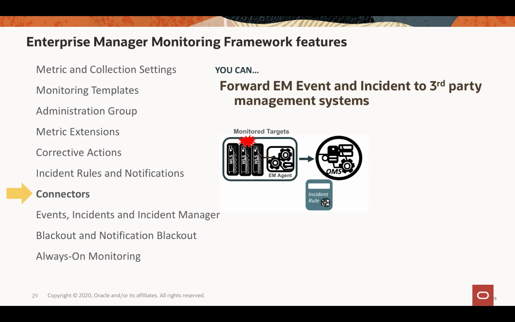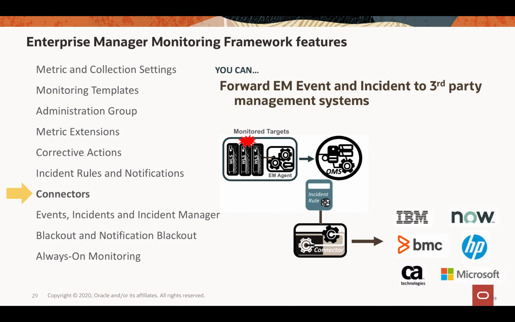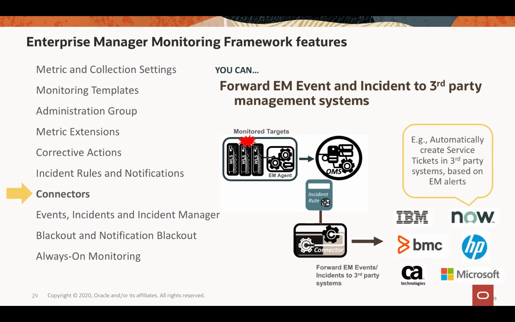In addition to email notifications, you can forward the EM's alert information to third-party systems. And that is where you can use connector service. So for example, you can automatically create a service ticket in external third-party systems, such as ServiceNow, BMC, or CA, based on the alert information that EM has generated.